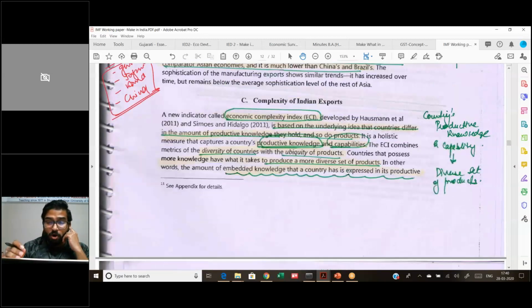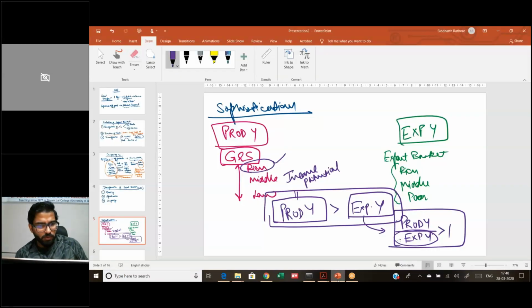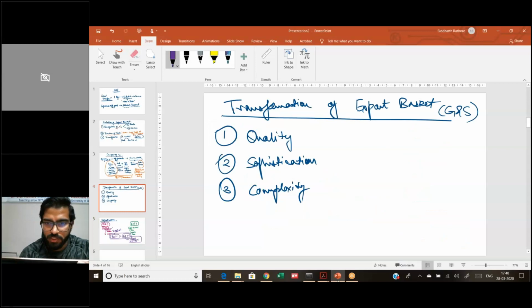Then we have a concept of complexity of exports. Now you have something called the economic complexity index. So now we have another jargon for this. As we have discussed, for this we are going to compare EXPY versus PRODY. For this we are going to have the economic complexity index.